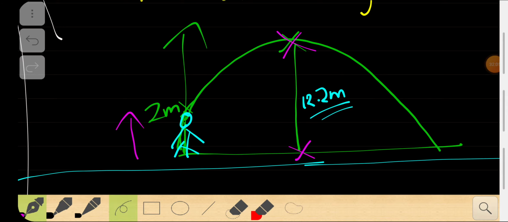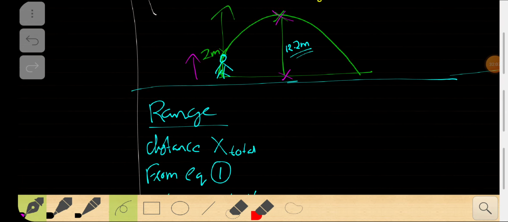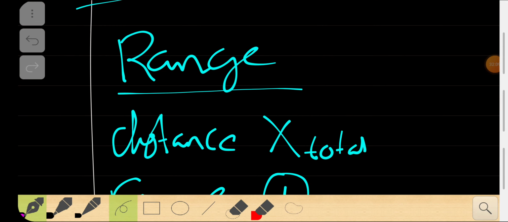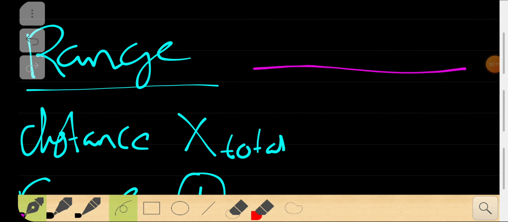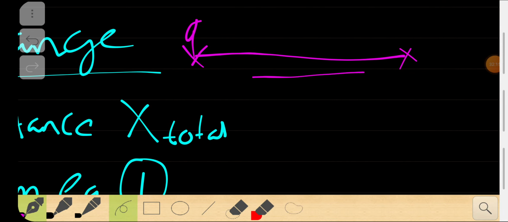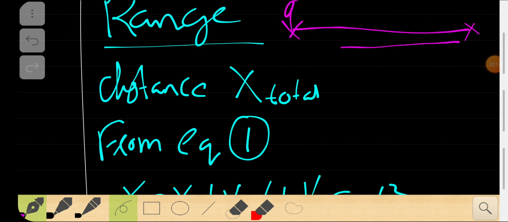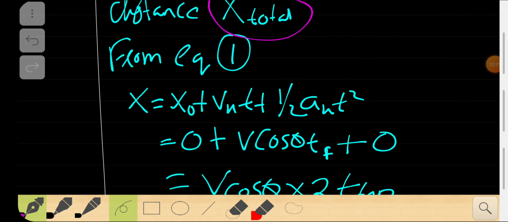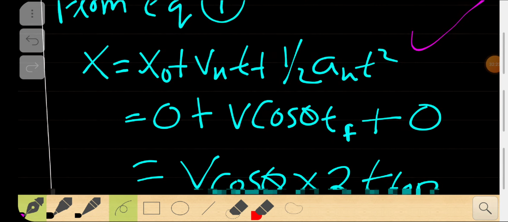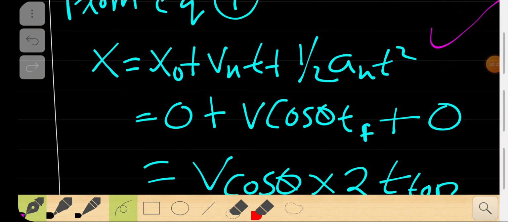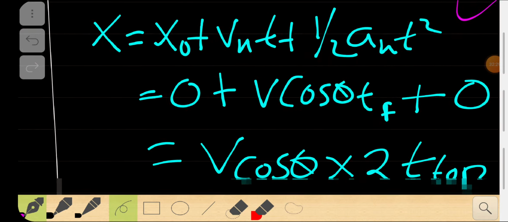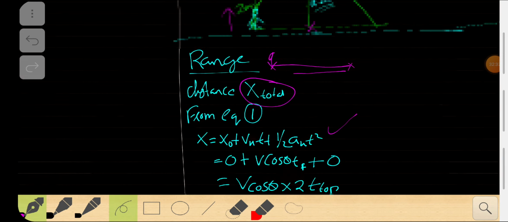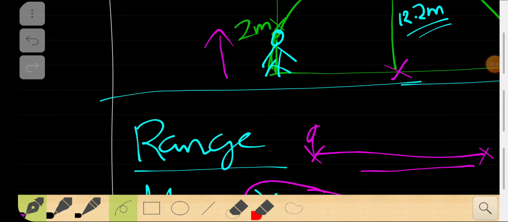That's the maximum height. Now if you want to find out the range, the distance from the starting point to the ending point, that's called the range. So the distance is x total. From equation 1, you remember, which is the displacement equation in the x-axis, you can see that x0 is equal to 0. You start from 0.